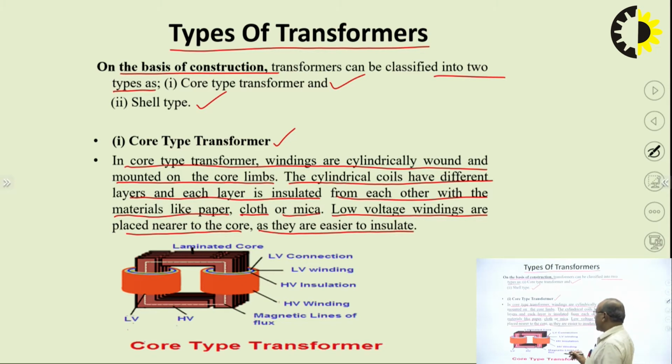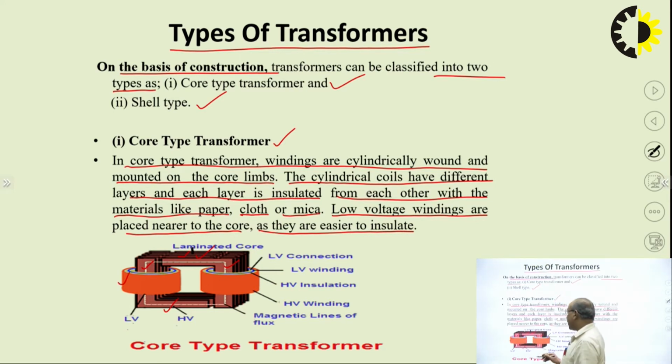Here we can see in this diagram, this is the laminated core made up of steel material. This vertical part of the core is known as the limb. Similarly, this is also a limb, and this horizontal part of the core is known as the yoke, Y-O-K-E. The vertical part is the limb or leg, while the horizontal part is the yoke. The low voltage winding is placed first, wound first on the limb of the core, and after that, over the low voltage winding, we put the high voltage winding outside.